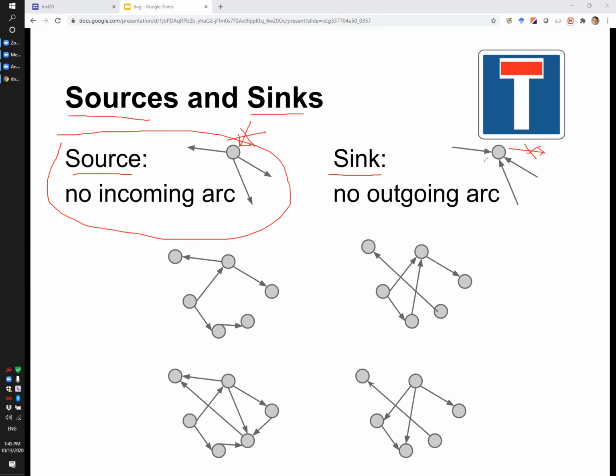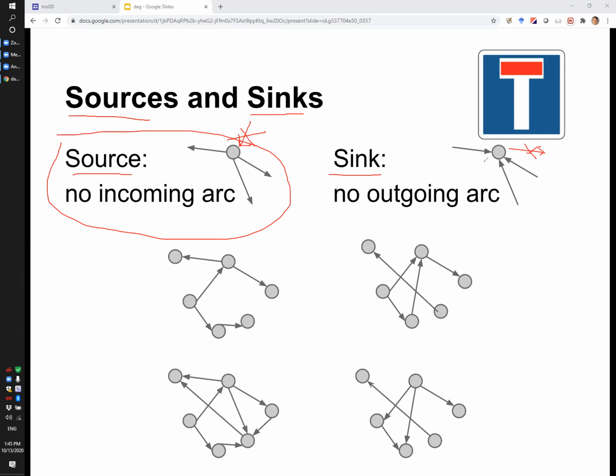Okay, so you identify the sources, and you number them with the smallest numbers, in this case 1 and 2. What you can do now is remove the sources together with the arcs that emanate from them. So forget about these. Those are numbered. Those arcs are safe. They will never point from a larger number to a smaller number.